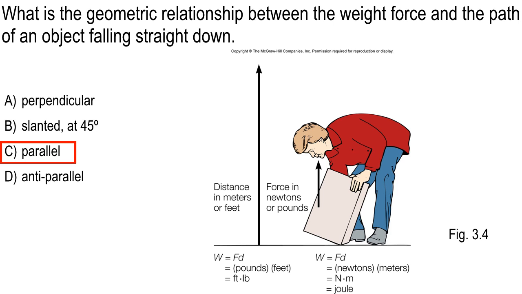It says the object is falling straight down. So it's going like this. It's on the y-axis. And there's no such thing as horizontal gravity. So perpendicular is out. The only thing it could possibly be is either parallel, the same direction, or anti-parallel, opposite directions. But it's going straight down. The trajectory is downward, and so is the force. So these are parallel. Next question.